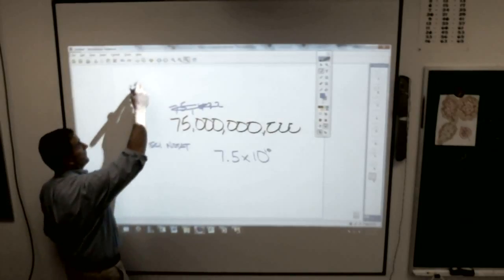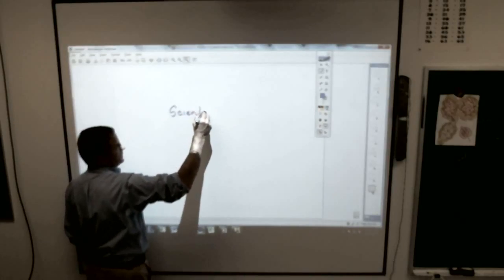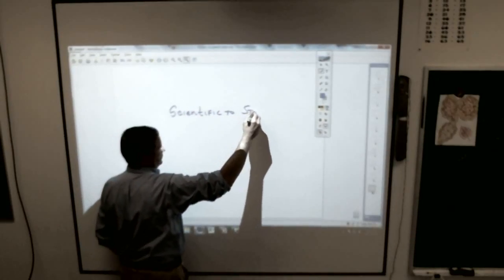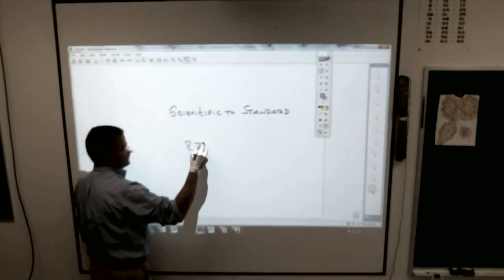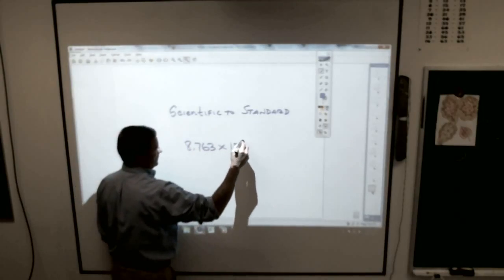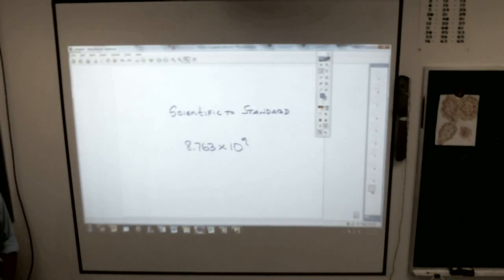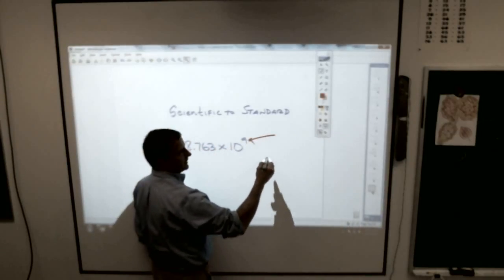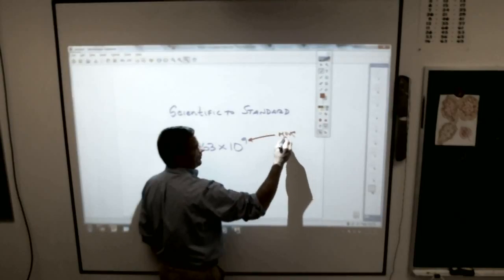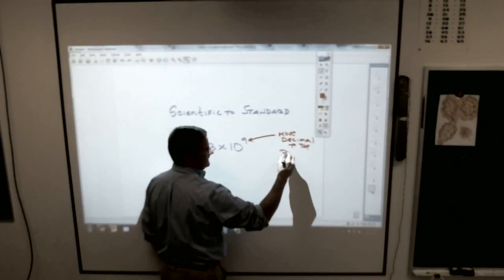Now, in addition to that, young 7th graders, you also must be able to change scientific notation to standard notation, which is what we normally have. So if I gave you 8.763 times 10 to the 9th power, and I asked you to make that in standard notation, you would have to be able to tell me what that would be. The only thing you have to remember is this little exponent up there, that's how many places you move the decimal to the right.